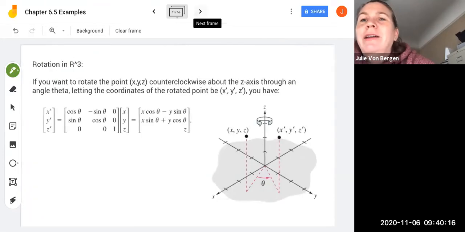Okay, in the next video, we're going to take a look at rotations and we'll work through some examples so that you see how the rotation matrix works.